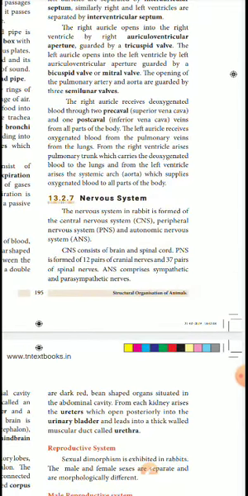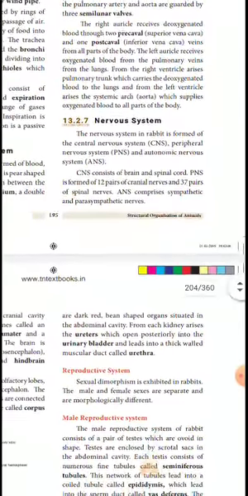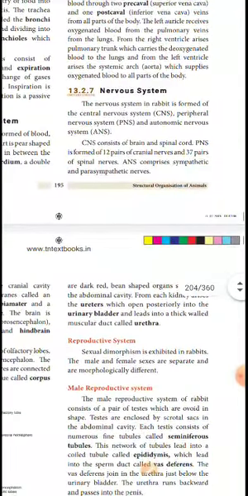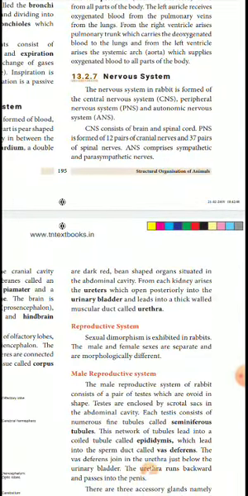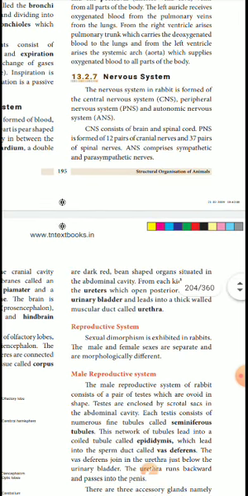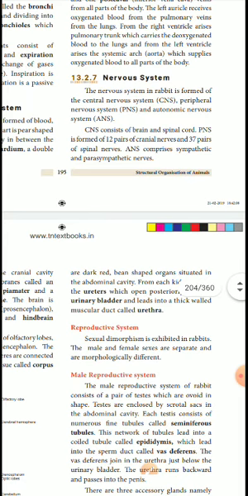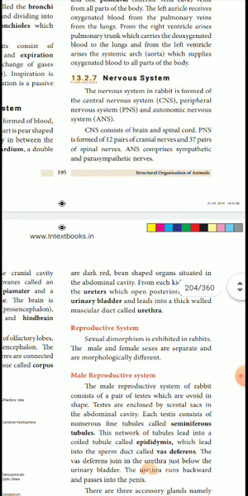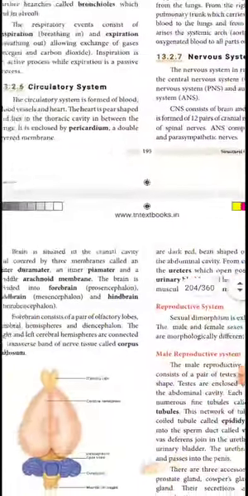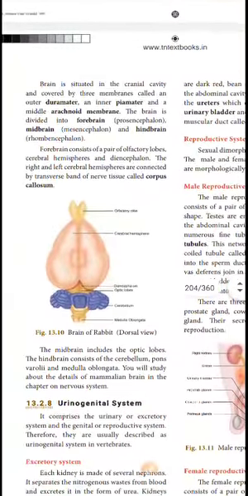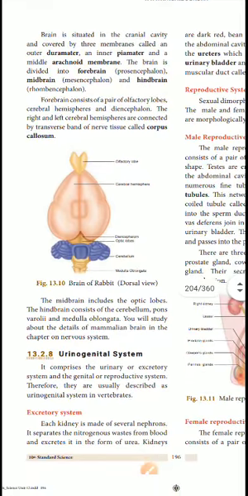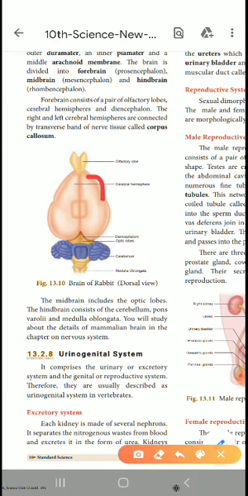Next, the nervous system. The nervous system of the rabbit has the central nervous system, the peripheral nervous system, and the autonomic nervous system, that is CNS, PNS and ANS. CNS is the brain and spinal cord. PNS has 12 pairs of cranial nerves and 37 pairs of spinal nerves. ANS comprises sympathetic and parasympathetic nerves. See, the brain is situated in the cranial cavity.